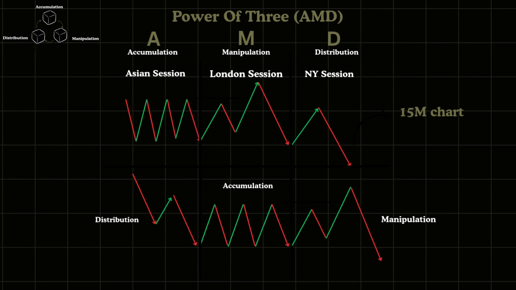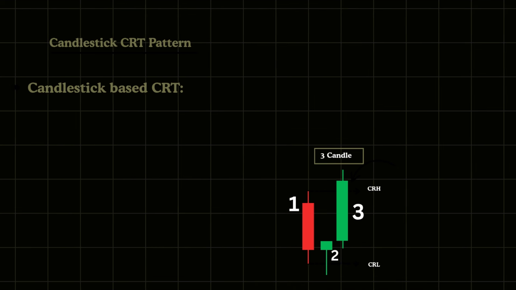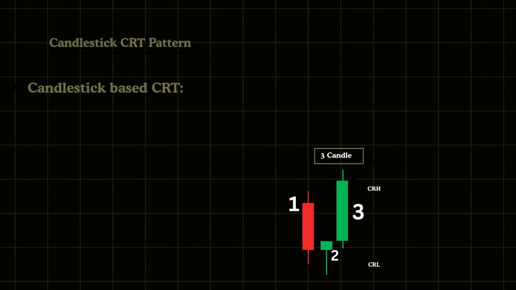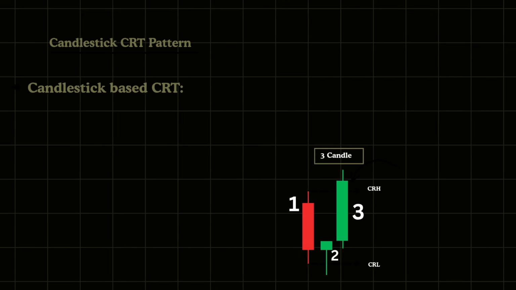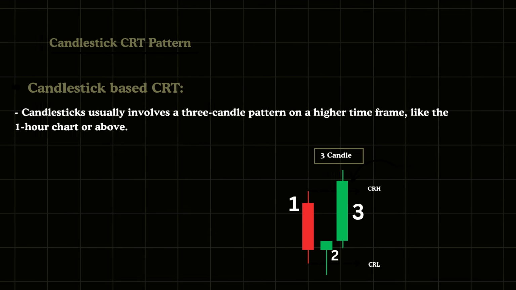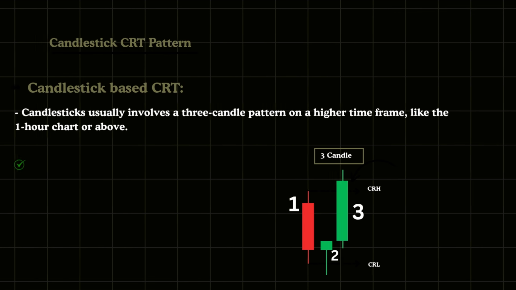With that in mind, let's break down how to recognize a CRT pattern using candlestick behavior. Then, we'll explore various scenarios you might encounter when looking for CRT setups on your chart. For a bullish setup, CRT using candlesticks usually involves a 3-candle pattern on a higher time frame, like the 1-hour chart or above. Here's the breakdown.